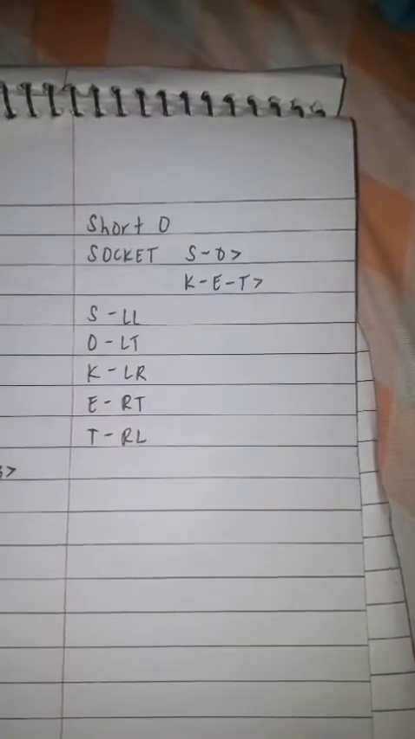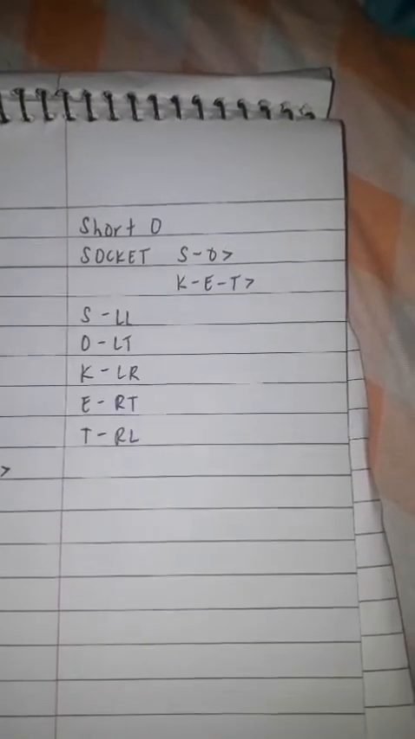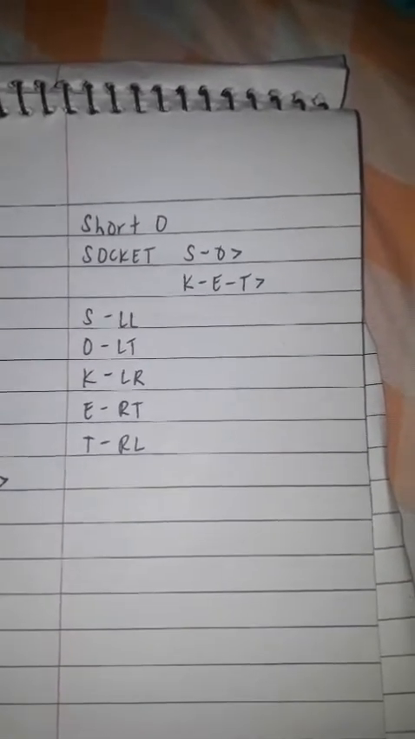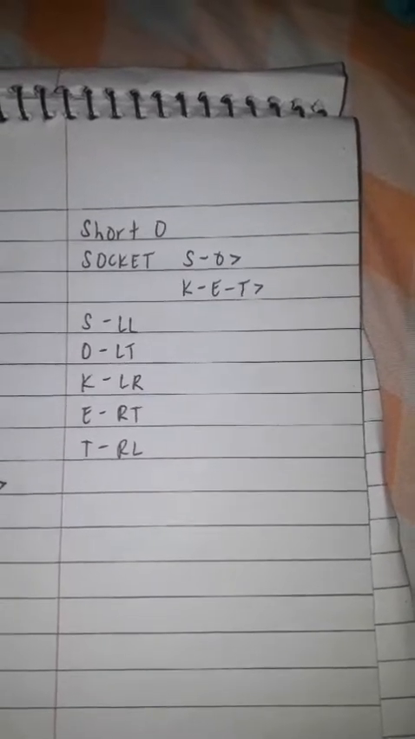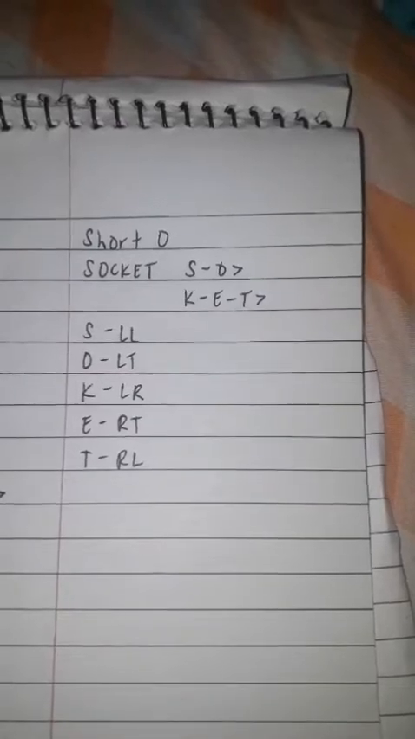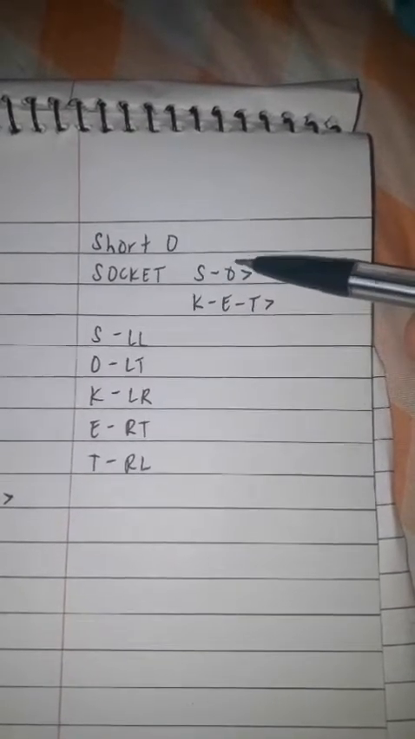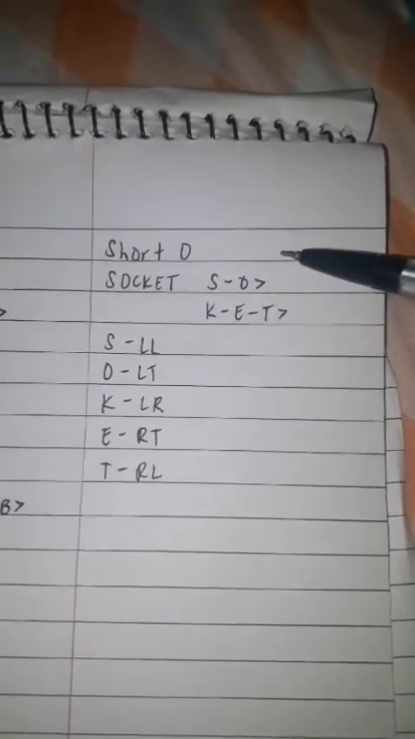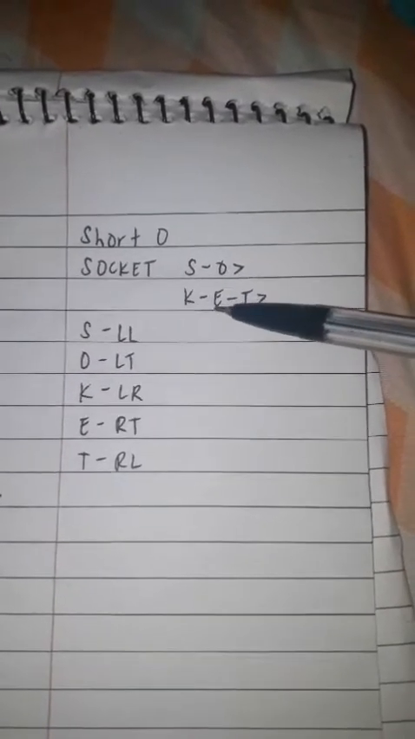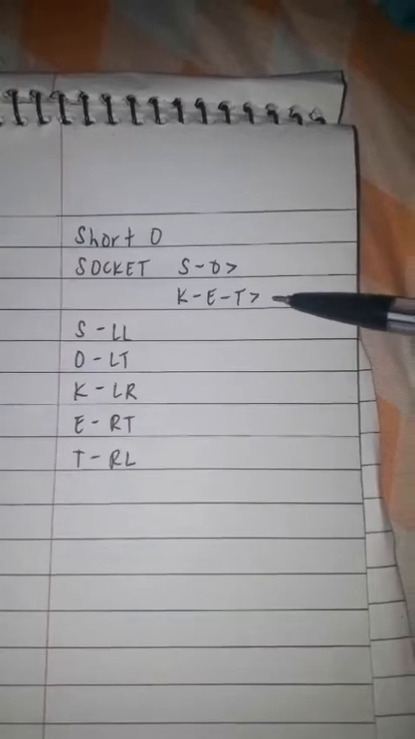Let's proceed to short vowel O. The example here is socket. You will notice that I released twice because it has two syllables. The initials are S, then vowel O, release, and then K, initials K, vowel E, ending T, then release.